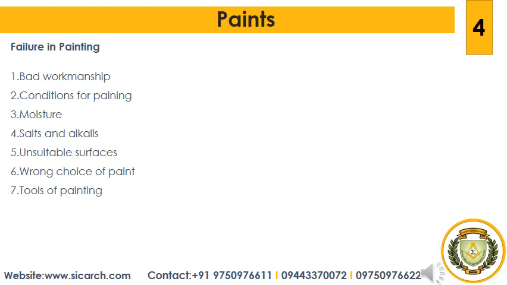The next one is unsuitable surfaces. If the surfaces are not properly prepared or treated to receive the paint, it may lead to the failure of a paint job. The last one is the wrong choice of paint. Depending upon the climatic condition, nature of the surface to be painted, and various other factors affecting the performance of the paint, the choice of the paint should be made. It is found that low quality paints have a cheap initial cost, but the durability of such painted surfaces is very poor. So that's all about the failure of paints.